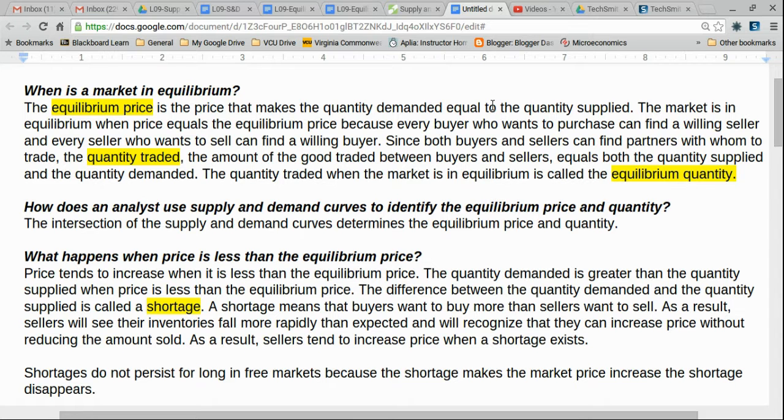As a result, sellers will see their inventories fall more rapidly than expected and will recognize that they can increase price without reducing the amount sold. As a result, sellers tend to increase price when a shortage exists. This has an important implication. It means that shortages do not exist for long in free markets because the shortage makes the market price increase until the shortage disappears.